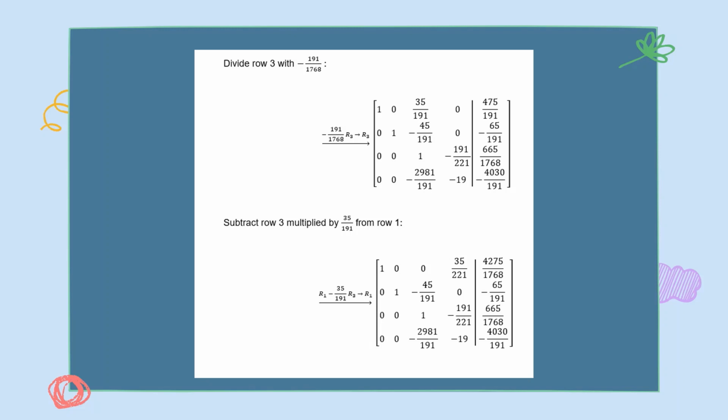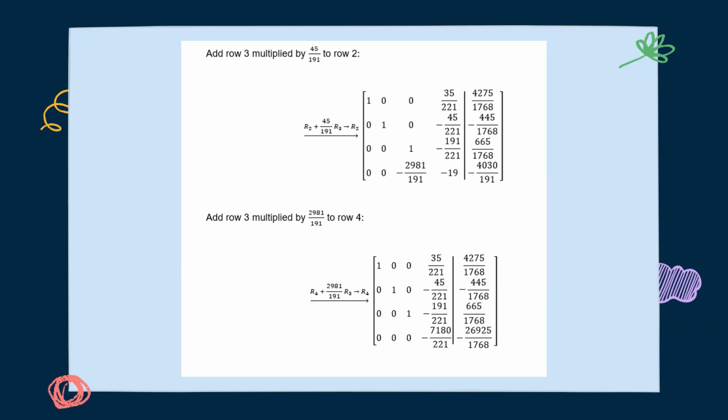So we need to subtract row 3 multiplied by 35 over 191 from row 1. And we will get 1, 0, 0, 35 over 221, and 4,275 over 1,768.